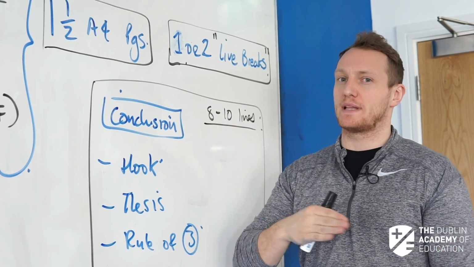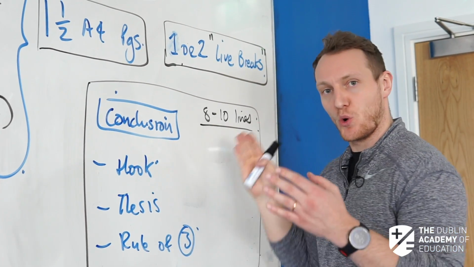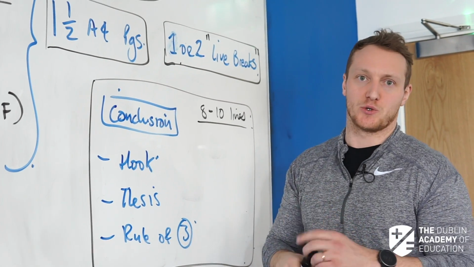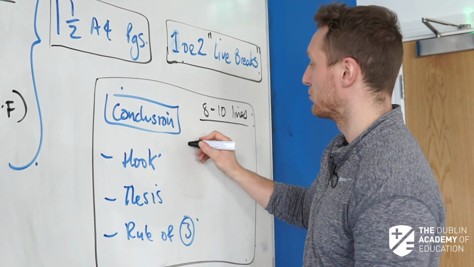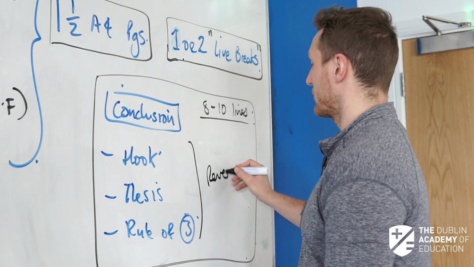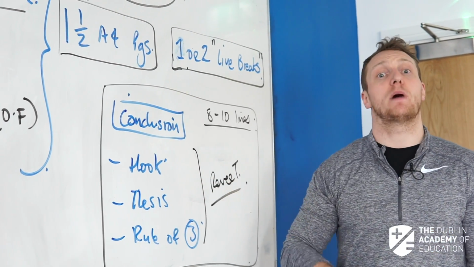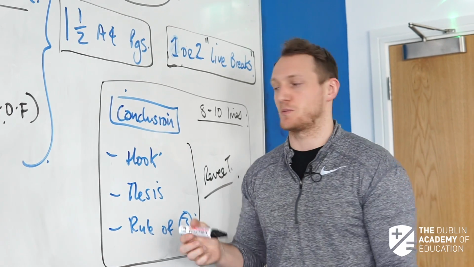We want to try and avoid that insofar as possible. We want shorter, more succinct responses in our conclusion, okay? And effectively what we're trying to do is revert, go back to our hook and go back to our thesis insofar as possible, okay?